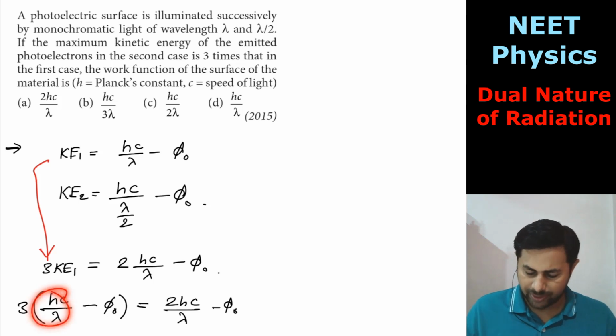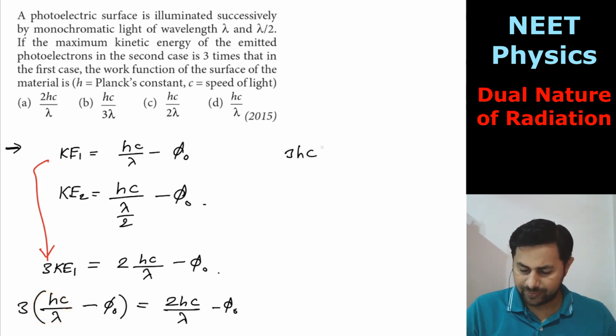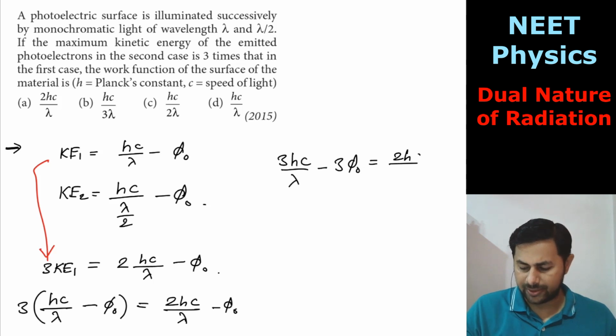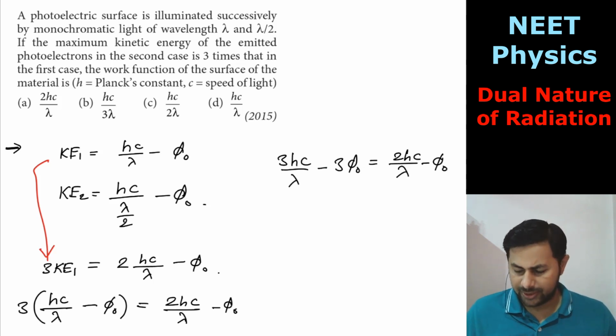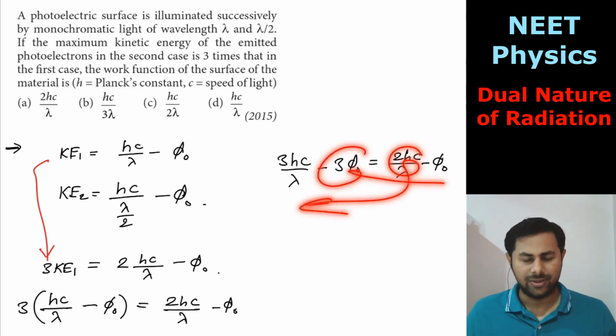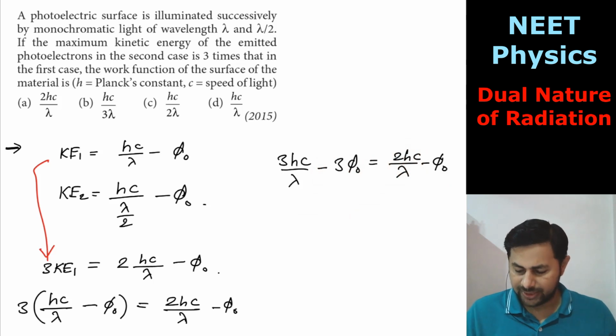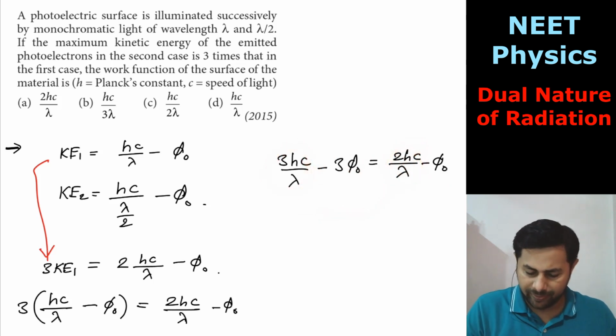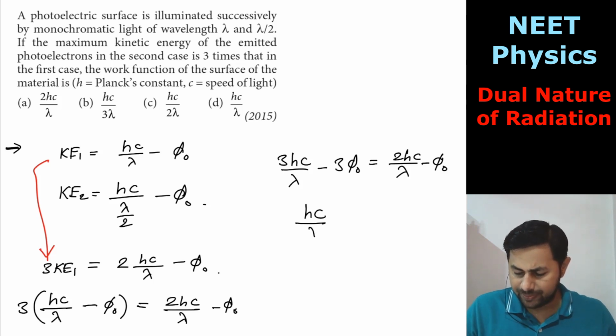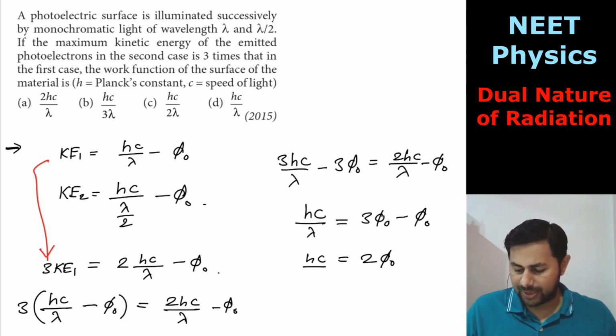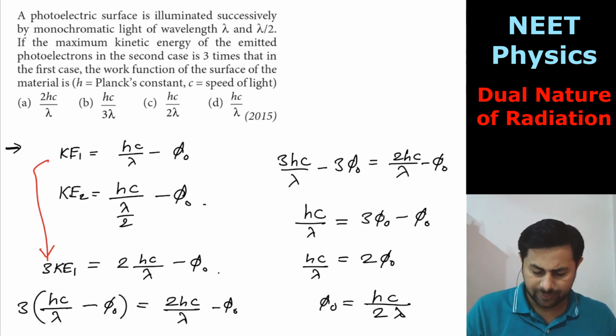So then multiply this out. So what do you get? Therefore 3 hc by lambda minus 3 phi naught is equal to 2 hc by lambda minus phi naught, and then just move this thing on this side and this thing on this side, and we'll get the answer. So 3 hc by lambda minus 2 hc by lambda is just hc by lambda, and that is equal to 3 phi naught minus phi naught, which means 2 phi naught, right? 2 phi naught is equal to hc by lambda, and therefore phi naught is just equal to hc divided by 2 lambda.